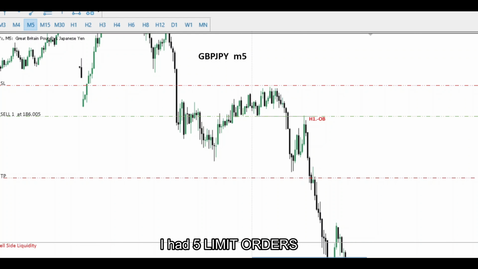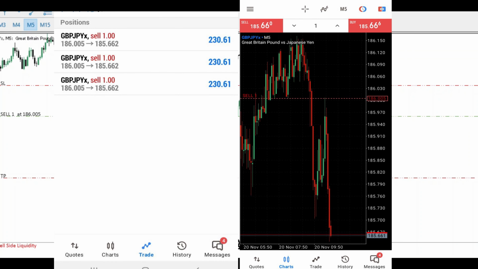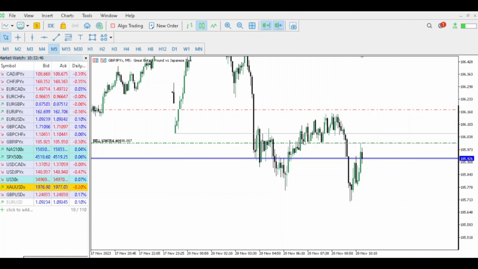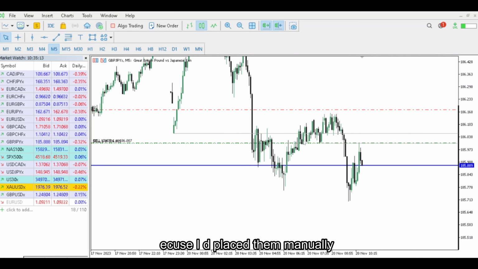I had 5 limit orders, but only 3 were filled because of the spread. You can see that it was a sniper shot, so it didn't go high enough to trigger the other sell limits because I had placed them manually.